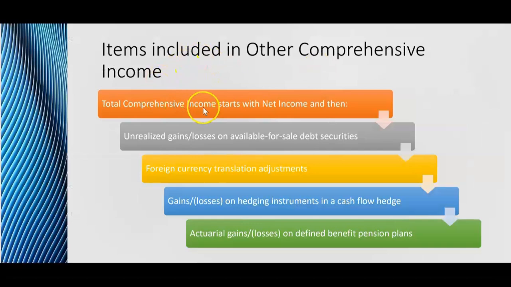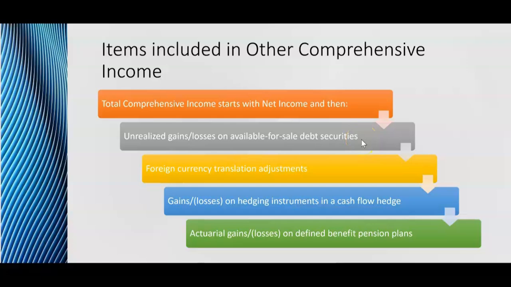So total comprehensive income starts with net income, and then what are these other comprehensive income items? These are gains and losses that are not ready to go on the income statement yet, but we have to show them somewhere, and we're going to put them in other comprehensive income. One of them is unrealized gains and losses on available for sale debt securities. So this is where we have an investment in bonds. And the bond investment may have gone up in value, may have gone down in value, but we haven't sold the bond. We haven't sold the investment. So it's an unrealized gain or loss on available for sale debt securities.